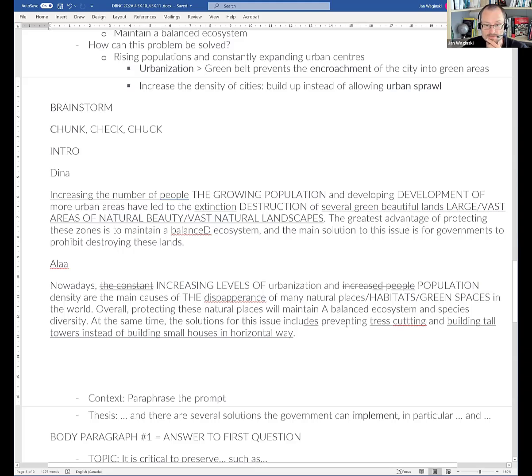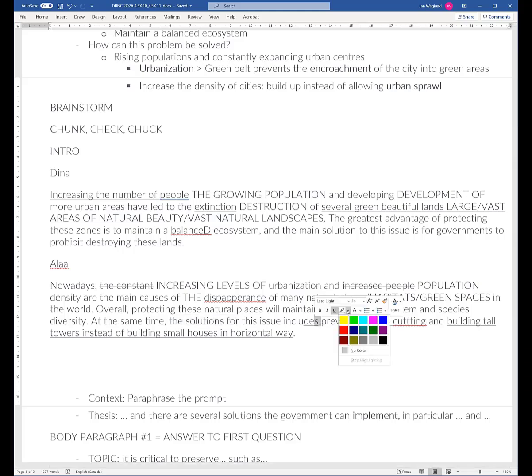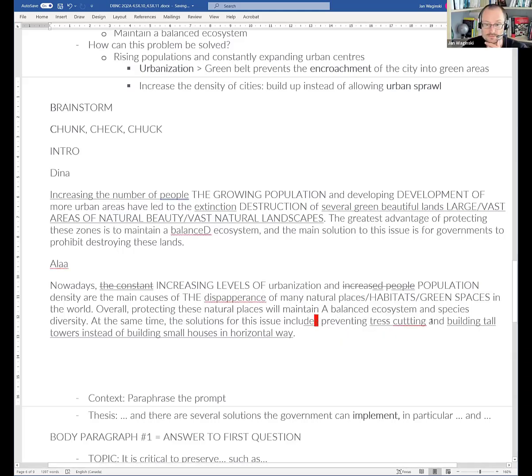At the same time, solutions for this issue. So you've got the solutions include. That's right. It's not this issue includes, it's the solutions include. He, she, it. Yeah, include. Good. Include preventing trees cutting. You don't structure it that way. The cutting of trees, but I would say the clear cutting of trees.